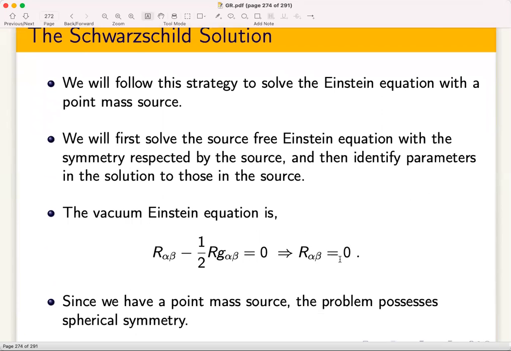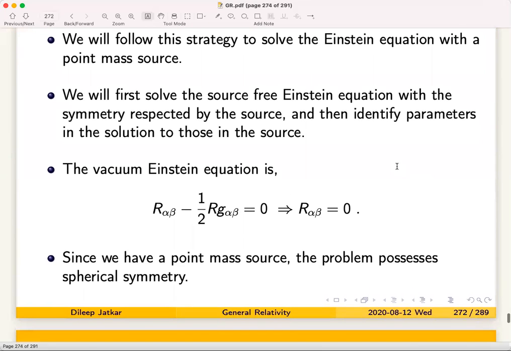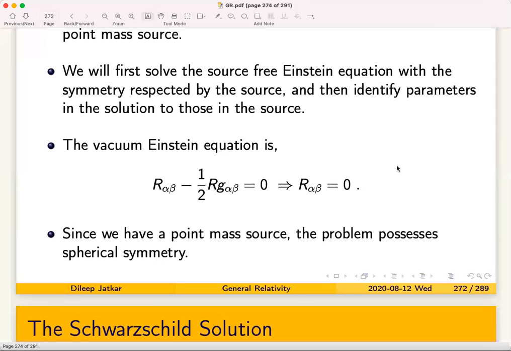In case you don't remember, all you need to do is contract this equation with g alpha beta, with contravariant indices. That gives you R here, and that gives you D by 2 times R here, which is equal to 0. If D is not equal to 2, then it tells you that the Ricci scalar is 0. If you set the Ricci scalar equal to 0, then it tells you that R alpha beta should be equal to 0. That's how this equation appears.